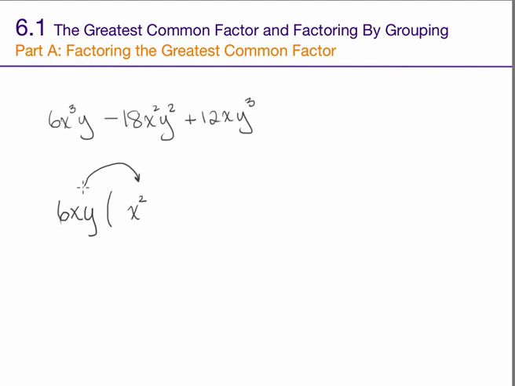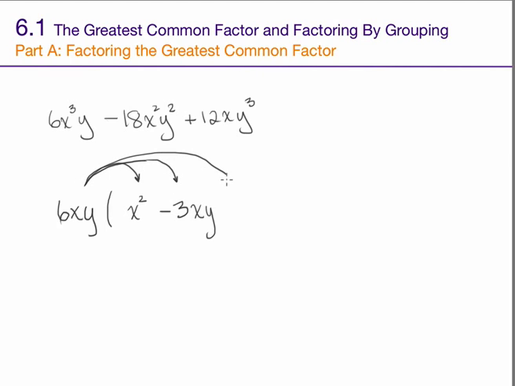Going on to the next term, 6xy times what is negative 18x squared y squared? One piece at a time, 6 times what is negative 18? 6 times negative 3 is negative 18. X times what is x squared? X times x is x squared. Y times y is what will give me y squared.